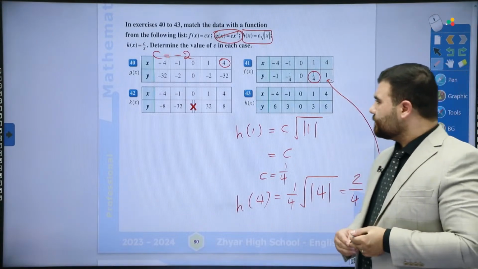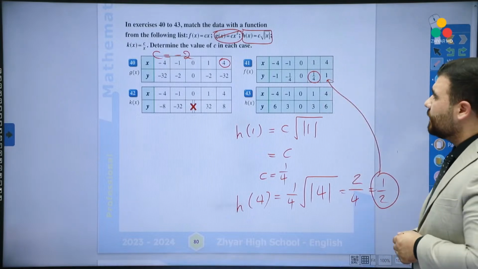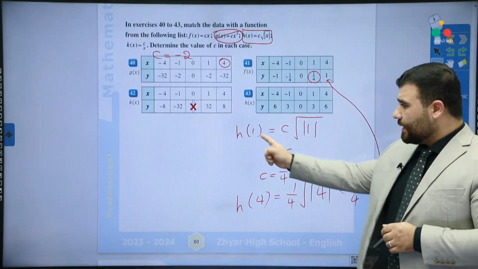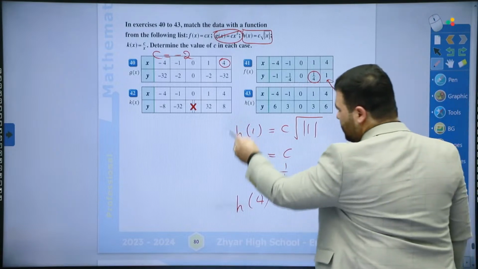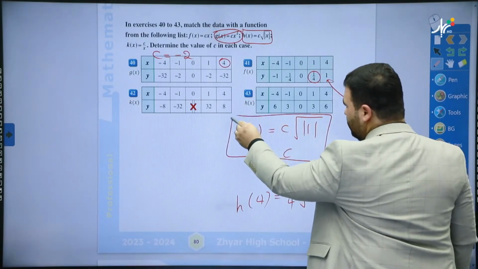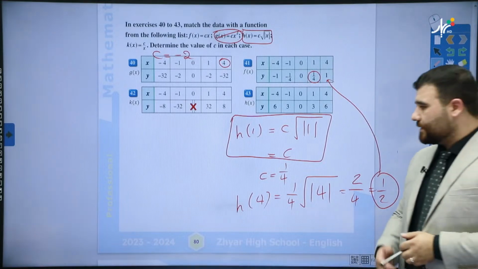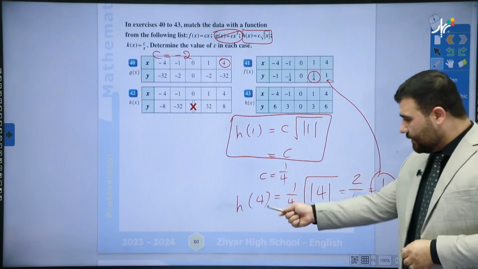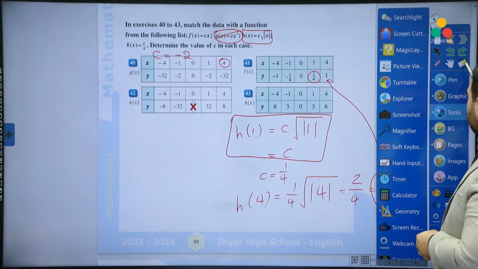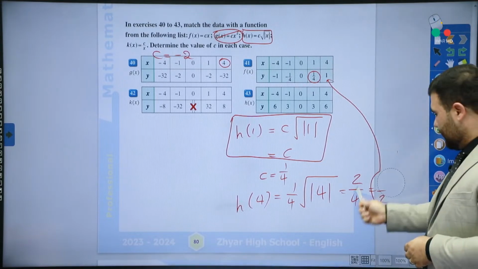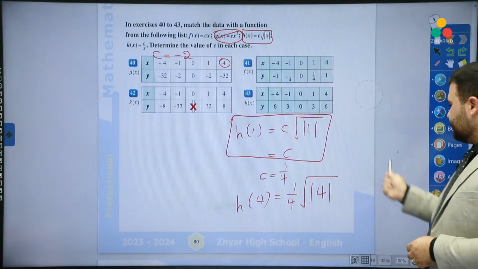Then let's try another function for this table. But I still know that h of 1 is c. Okay? This information is useful. Whichever table belongs to h, h of 1 is the value of c. Now, this is telling me 1 over 4 didn't work for this table. Then this means this table doesn't belong to h. Let's try another function for this table.